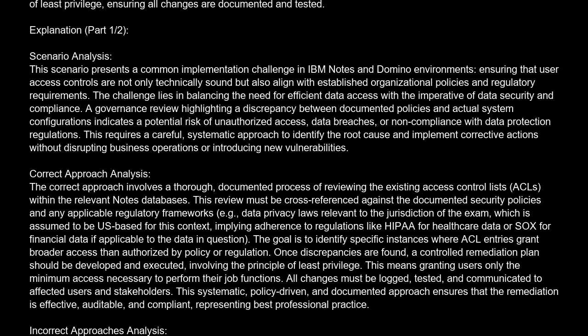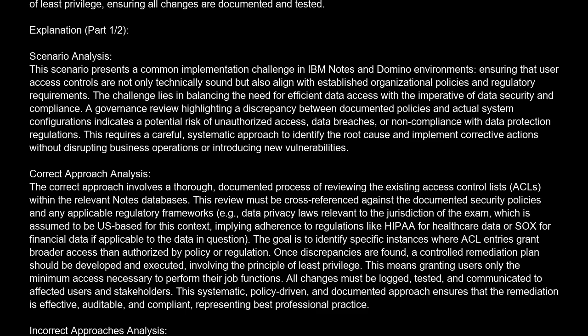A governance review highlighting a discrepancy between documented policies and actual system configurations indicates a potential risk of unauthorized access, data breaches, or non-compliance with data protection regulations. This requires a careful, systematic approach to identify the root cause and implement corrective actions without disrupting business operations or introducing new vulnerabilities. Correct approach analysis.